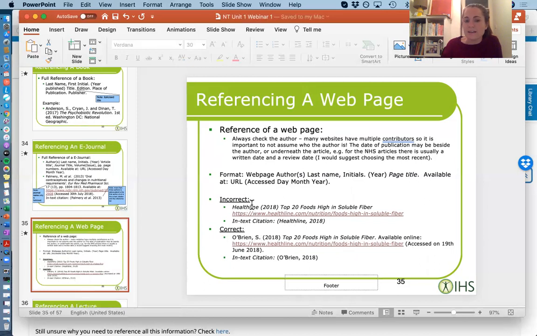So let's say if it's Healthline, you don't put Healthline, you put the actual name of the author. And for most of the time, the author's name will be on the website article.